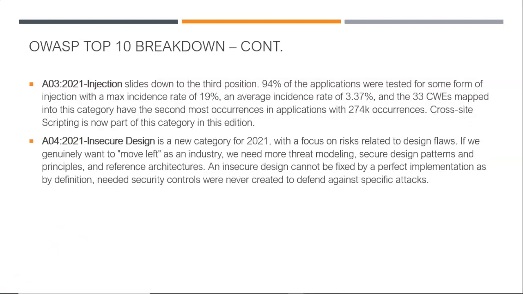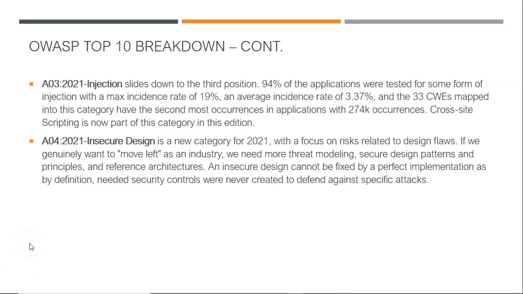Continuing on, A03 2021 Injection. This slides down to the 3rd position. 94% of the applications were tested for some form of injection with a maximum incidence rate of 19%, an average incidence rate of 3.37%, and the 33 CWEs mapped into this category have the second most occurrences in applications with 274,000 occurrences. Cross-site scripting is now part of this category in this section. Again, that might be a question you could see on a certification exam.